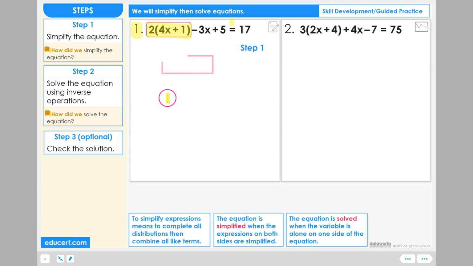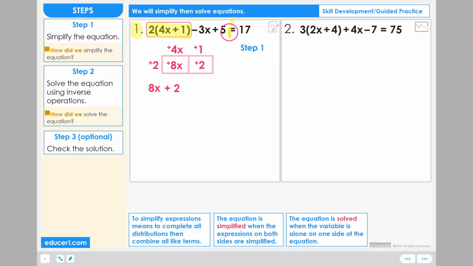We have a 2 on the outside of our box model, a positive 4x on the top of one column, positive 1 on the other, and now we multiply. 2 times 4x equals 8x. 2 times 1 equals 2. These are not like terms, so we write them down as 8x plus 2.